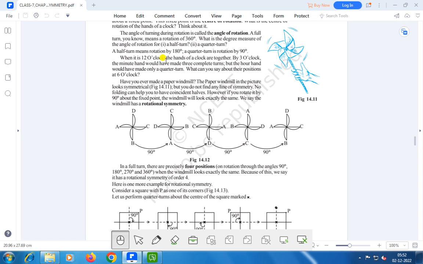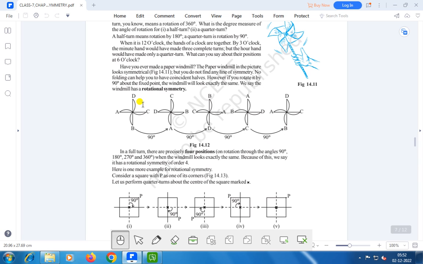When it is 12 o'clock, the hands of a clock are together. By 3 o'clock, the minute hand would have made 3 complete turns, but the hour hand would have made only a quarter turn. What can you say about their positions at 6 o'clock?